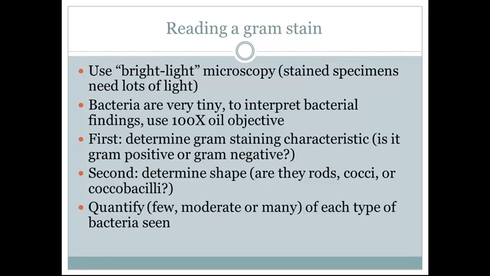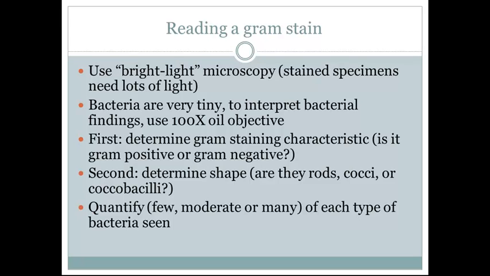We want to read the gram stain or the slide using bright light microscopy, which is the exact opposite of urine. Stained specimens need lots of light. The bacteria are very tiny, so to interpret bacterial findings, use a 100x oil objective. You do not want to use 100x without oil, or you will shatter your slide.